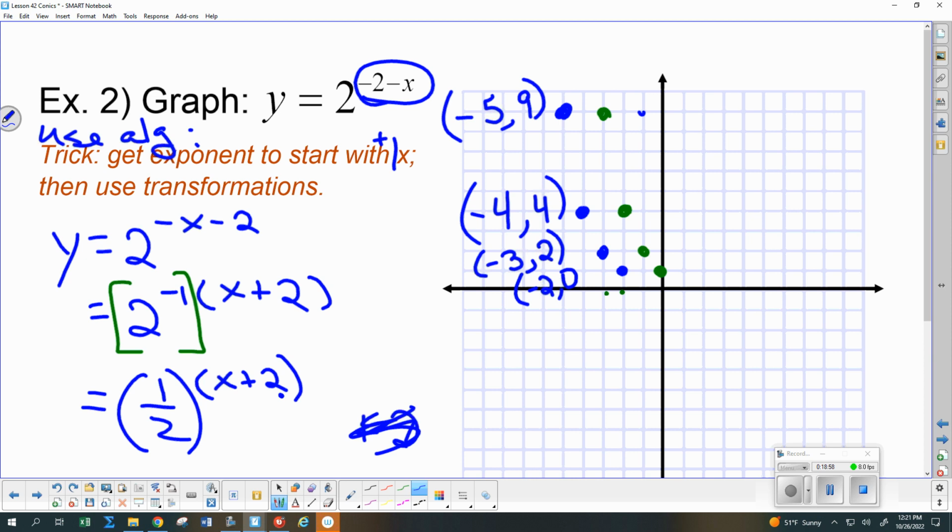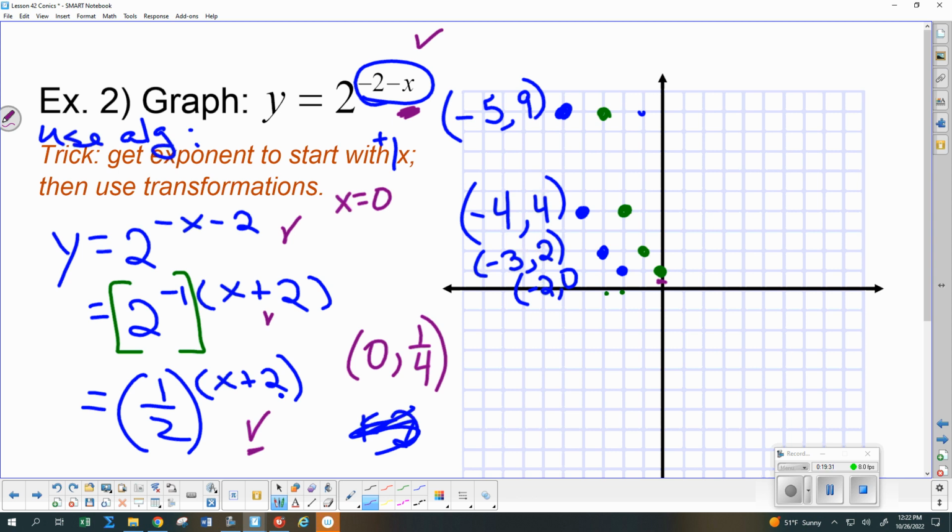I should get my new y-intercept, so I can go to any one of these equations. If x is 0, what's my new y? So pick whichever one you like. I kind of like either 2 to the -2 up here, or a half squared is how much? A fourth. So my new y-intercept is 0, a fourth.